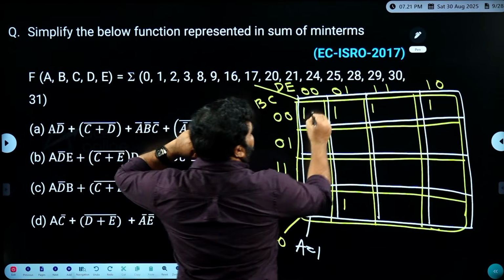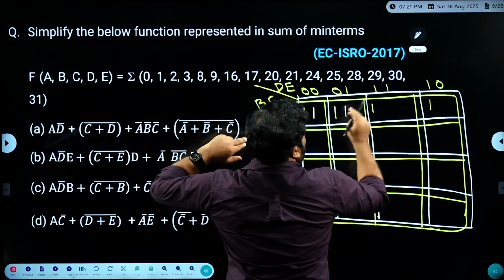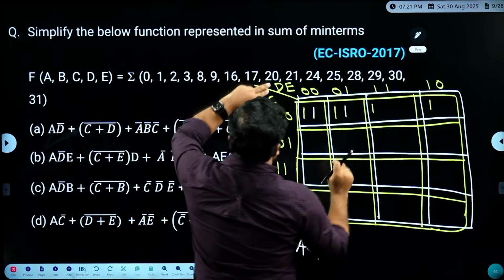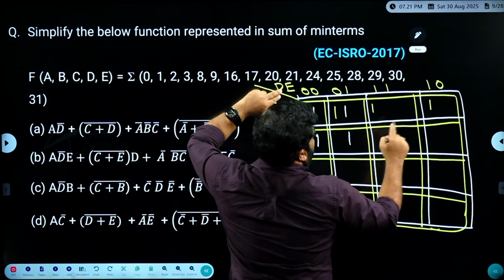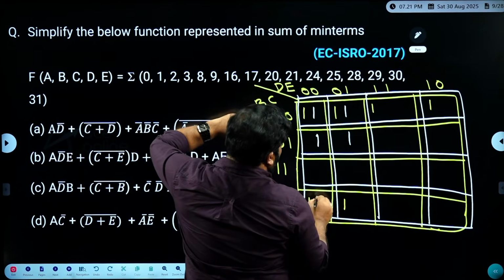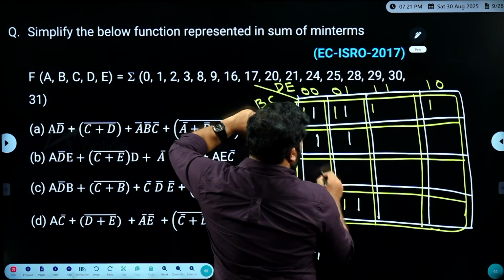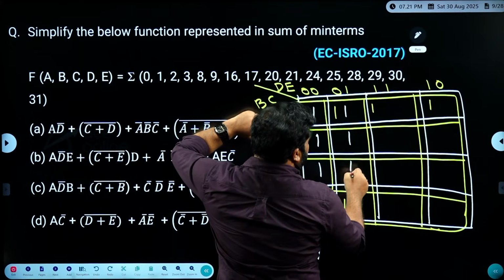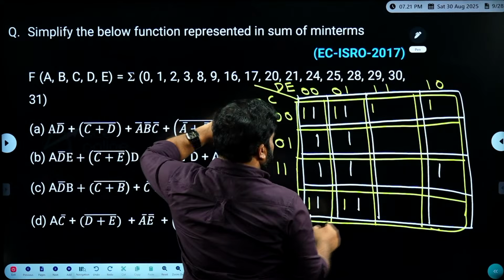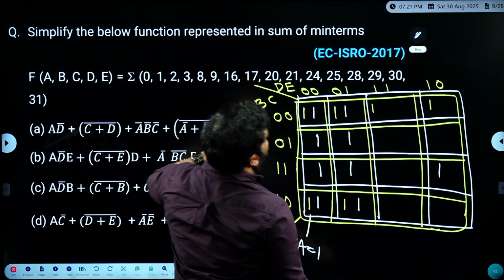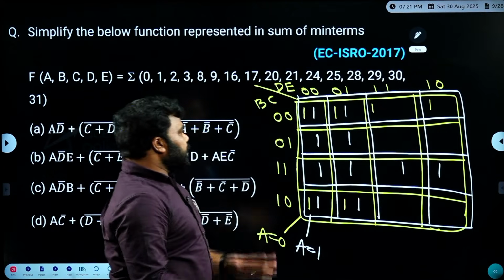So when it is 16, this is the position, it is 17, then 18, 19, then 20, 21, 22, 23, then 24, 25, 26, 27, 28, 29, 30. So once again, if you are observing, 30, 31 is there, right. So this is the K map we are getting.